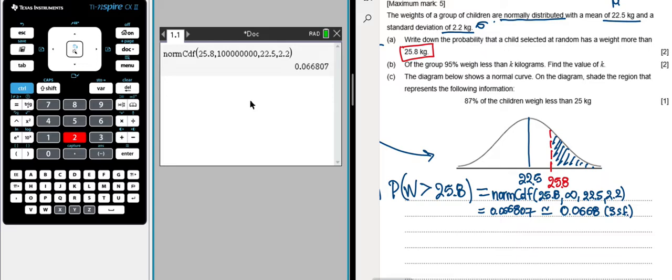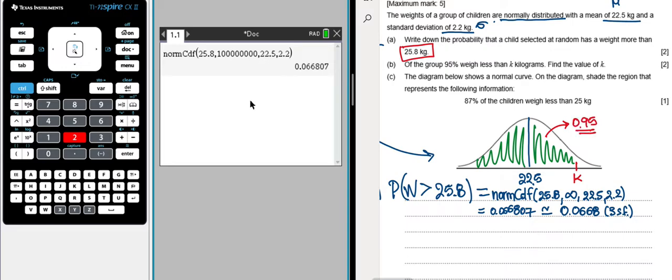Part B, let's clear that up, and I mean the normal distribution, so we can use it again for part B. Let's make part B with green. It says, of the group 95% weigh less than k kilograms, find the value of k. Now, we know that the area up to the mean is 50%, so to go all the way up to 95%, I would essentially reach more or less that point here, and that would be the value of k. 95% means that the area under the curve is 0.95.